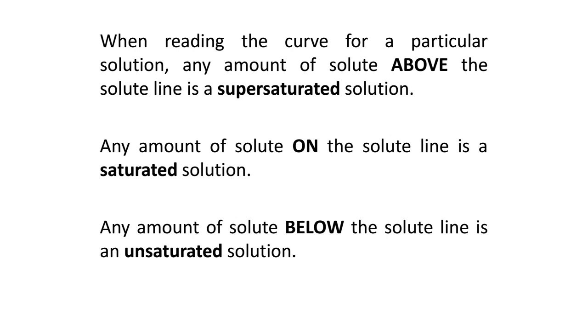Which brings me to the second one. Any amount of solute on the solute line is a saturated solution. Remember, saturated means you're holding as much as it can possibly hold at that temperature. If you're holding more than that, you've got supersaturated. Any amount of solute below the solute line is an unsaturated solution, because that means it's not holding as much as it can at that temperature. Let's look at some examples. It might help if we looked at them.